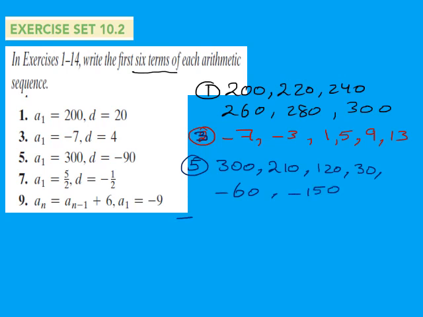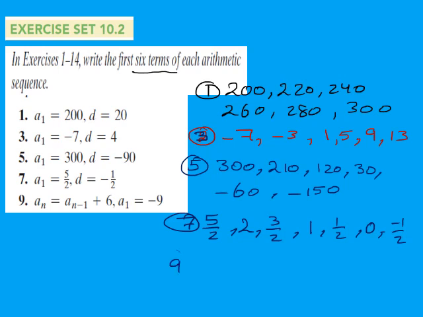Number 7, first term is 5 over 2, and every time I'm subtracting half. So it's going to be 4 over 2, which can be written as 2, then subtract half, 3 over 2, subtract half is 1, subtract half is half, subtract half it's 0, and then negative half, and so on.